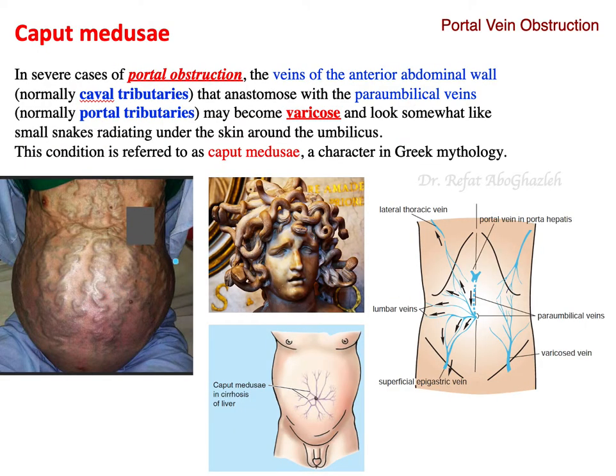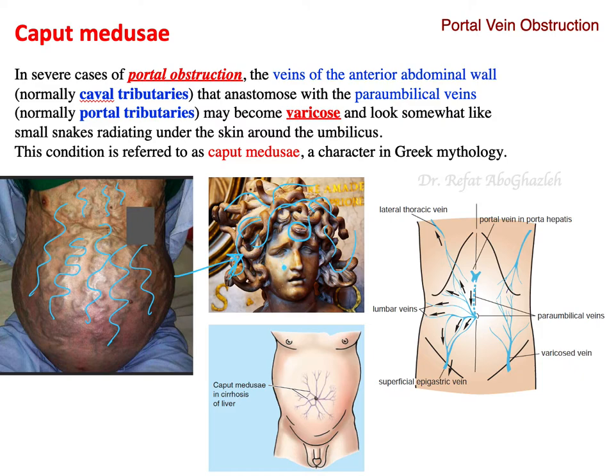Caput medusa is a term that comes from Greek mythology. It looks like snakes at the top of the head. Here, similar to that, there are dilated varicose veins on the anterior abdominal wall, like snakes at the anterior abdomen. These are superficial veins that drain the blood from the anterior abdominal wall. So they look like the Greek myth about the caput medusa, I think a woman who has snakes on and carrying snakes at the top of her head.